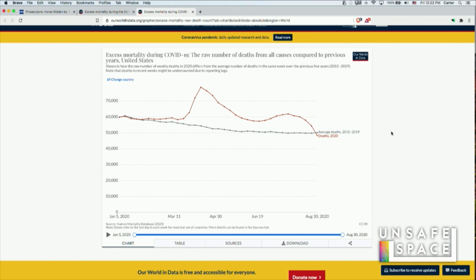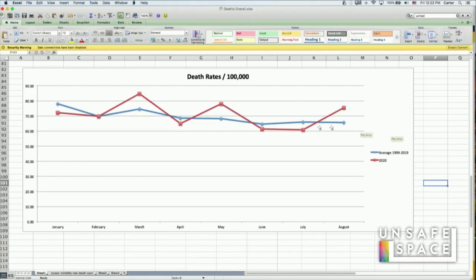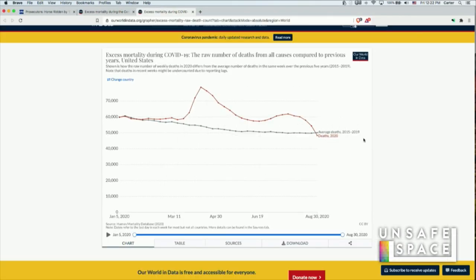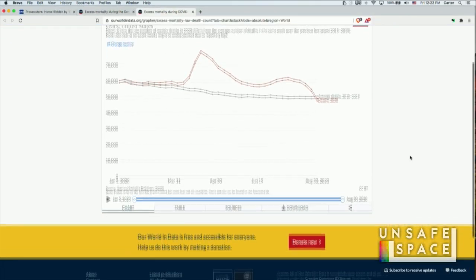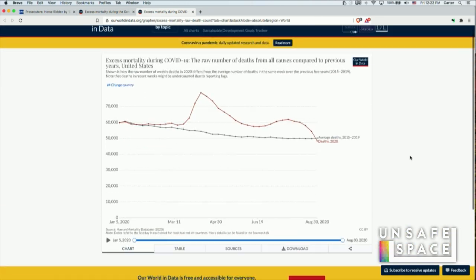Right. So I was looking at the rate, right? So my stuff, this is the death rate. And this is the raw deaths. And I can tell everyone where I got all this data. I just did the analysis myself.